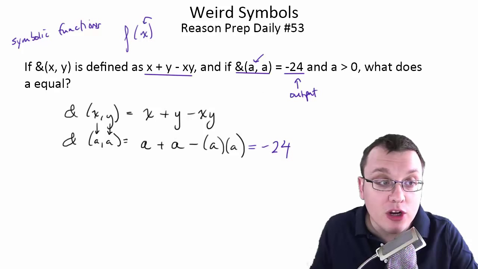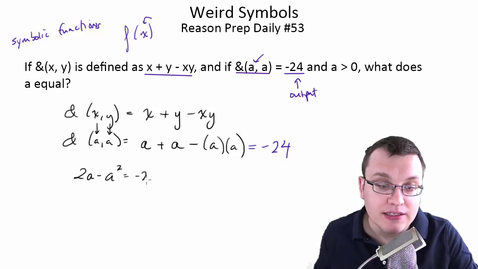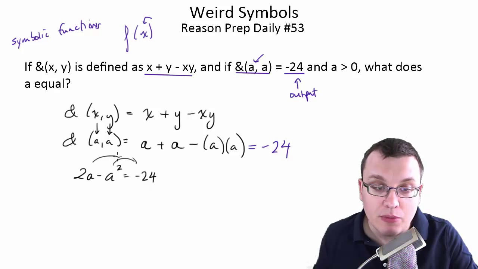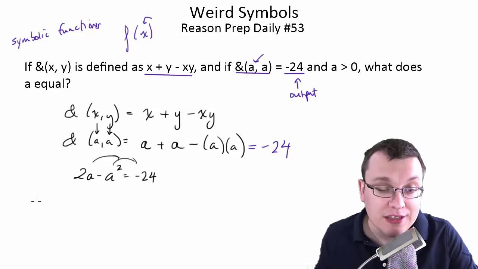So we now have an equation that we can solve for a, because we have 2a minus a squared is equal to negative 24. So I'm going to move everything to one side of the equation. I'm going to move these over by adding a squared and subtracting 2a from both sides. That's going to get me a squared minus 2a minus 24 equals 0.